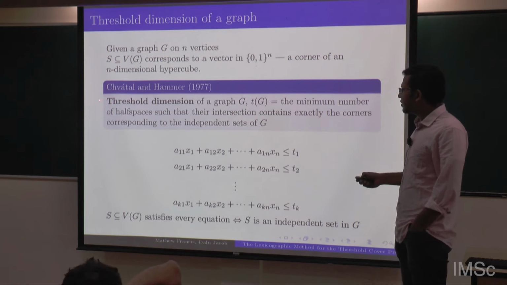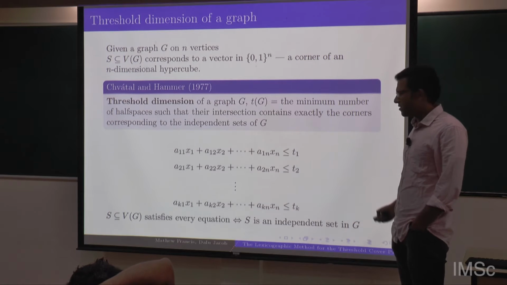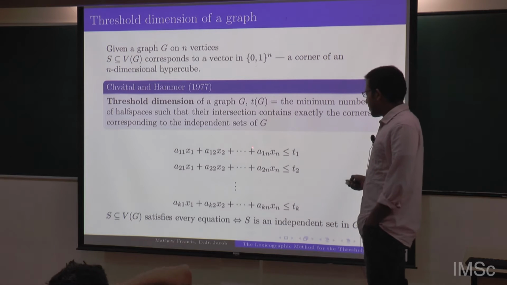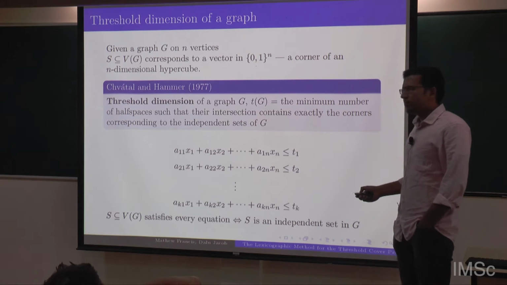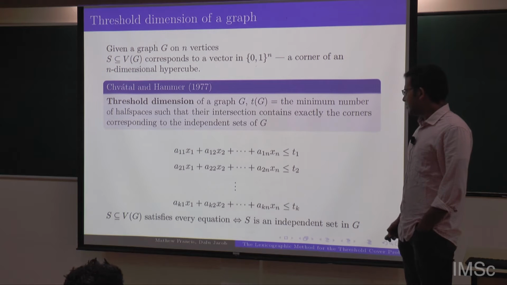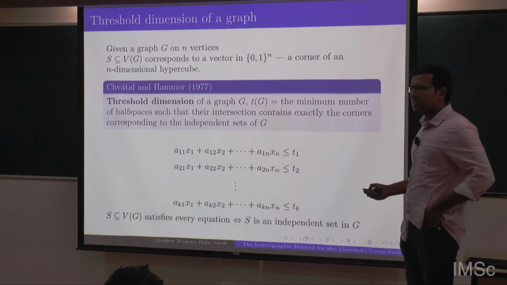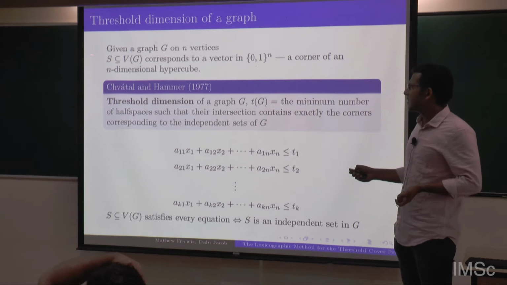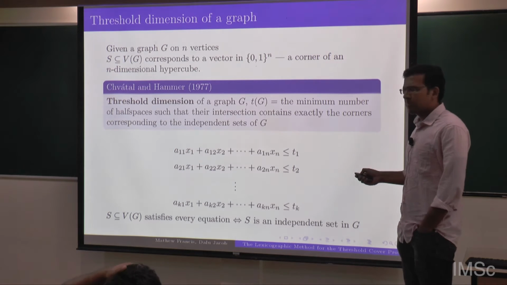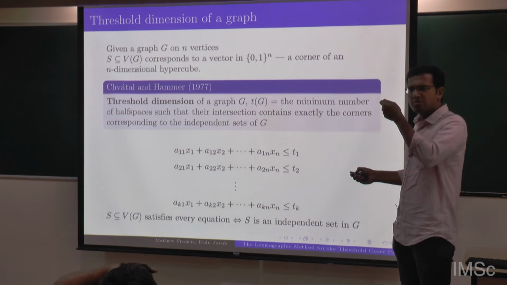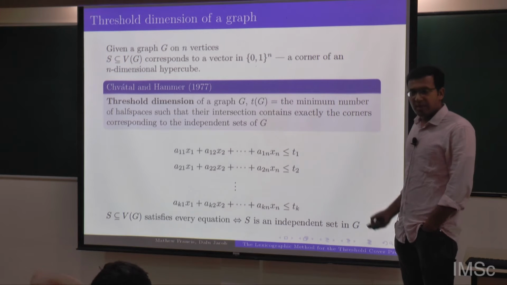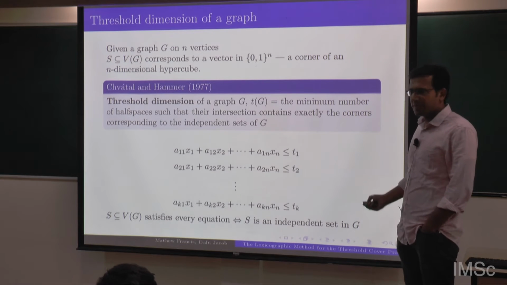They called it the threshold dimension of a graph, right? These are the thresholds. It is the minimum number of inequalities such that the characteristic vectors of only independent sets satisfy all of them. So in a sense, if I look at just one edge, a set which contains two adjacent elements, then if I put ones in those places and zeros in every other place, at least one of the inequalities has to be violated.